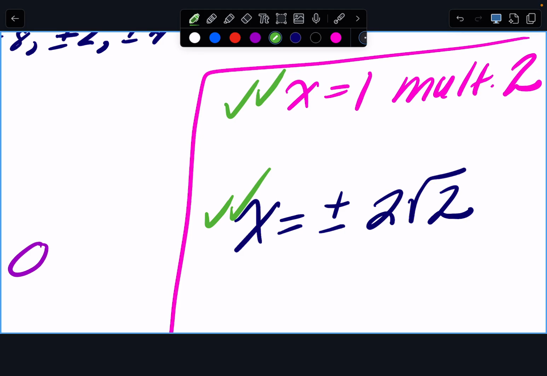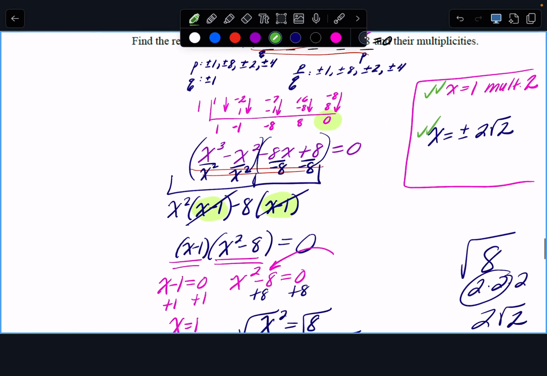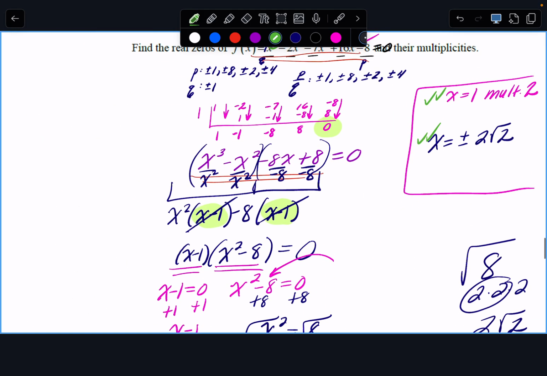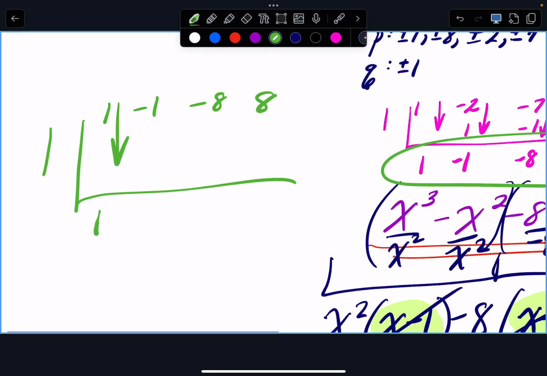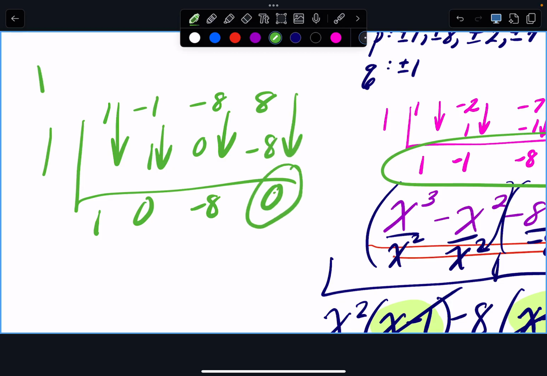What are your questions? Do you guys need me to show you how it would have worked out with synthetic division, or are you seeing it? You would have tried 1 again, correct? Just watch me, don't write it down, just watch. You would have tried 1 again with the new coefficients of 1, -1, -8, and 8. Watch. You would have got 0, so you just said 1 worked again.